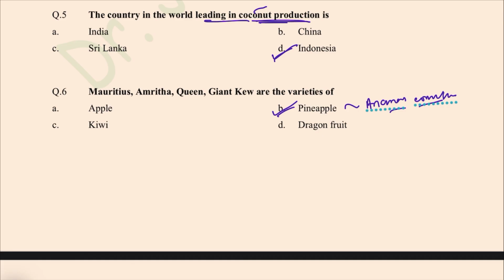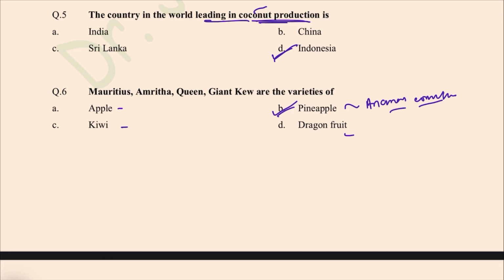If we talk about apple, the varieties are Red Delicious, Fuji, Gala. These are the varieties of apple. Then kiwi, the varieties are like Hayward, Bruno, Monty. These are the famous varieties of kiwi. Then dragon fruit, famous varieties are American Beauty, Physical Graffiti. These are famous varieties of dragon fruit.